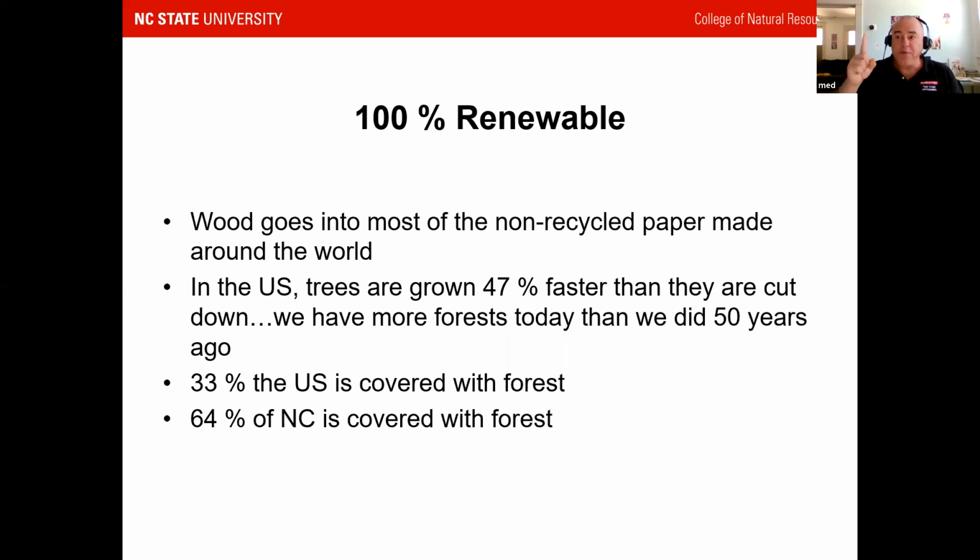So wood is primarily the raw material for paper that doesn't come from recycling. And in the US, we grow trees 47% faster than we cut them down. Think about that now, 47% faster. We would be fools to deforest and get rid of the raw material we need to make things. A third of the US is still covered with forest, and 64% of North Carolina is covered with forest.